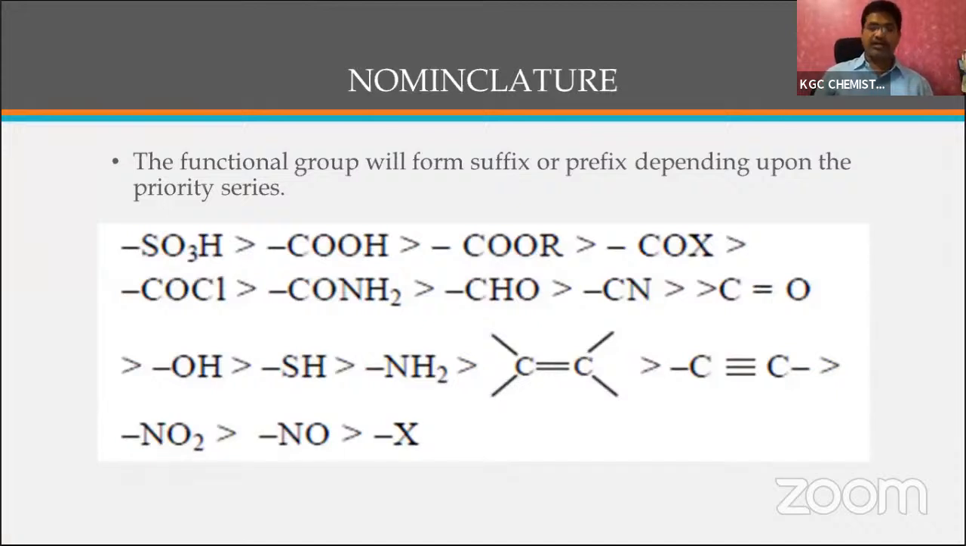That is called acid halides, like COCl2, then amides, then aldehydes, then cyanides, that is called nitriles, carbonyl compound, that is ketone, and alcohols. Then this is the thiol, amine, alkene, alkyne, nitro compound, and nitroso compound. Then finally we have to give the halogen. That means halogen has the least preference when compared to all other functional groups while naming.